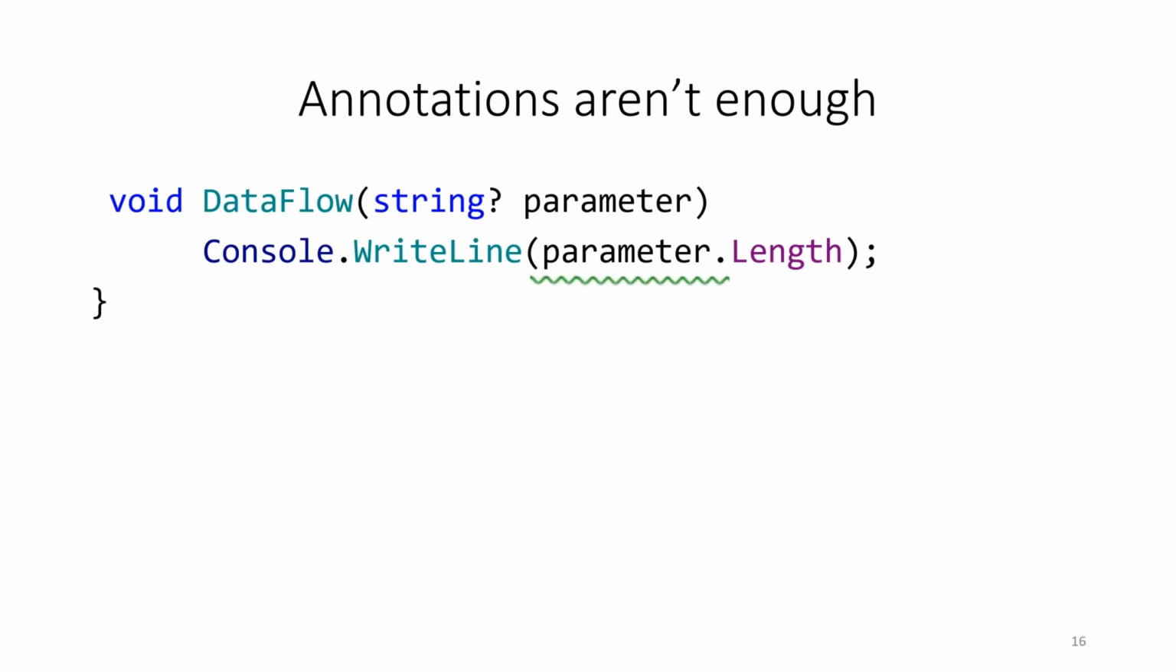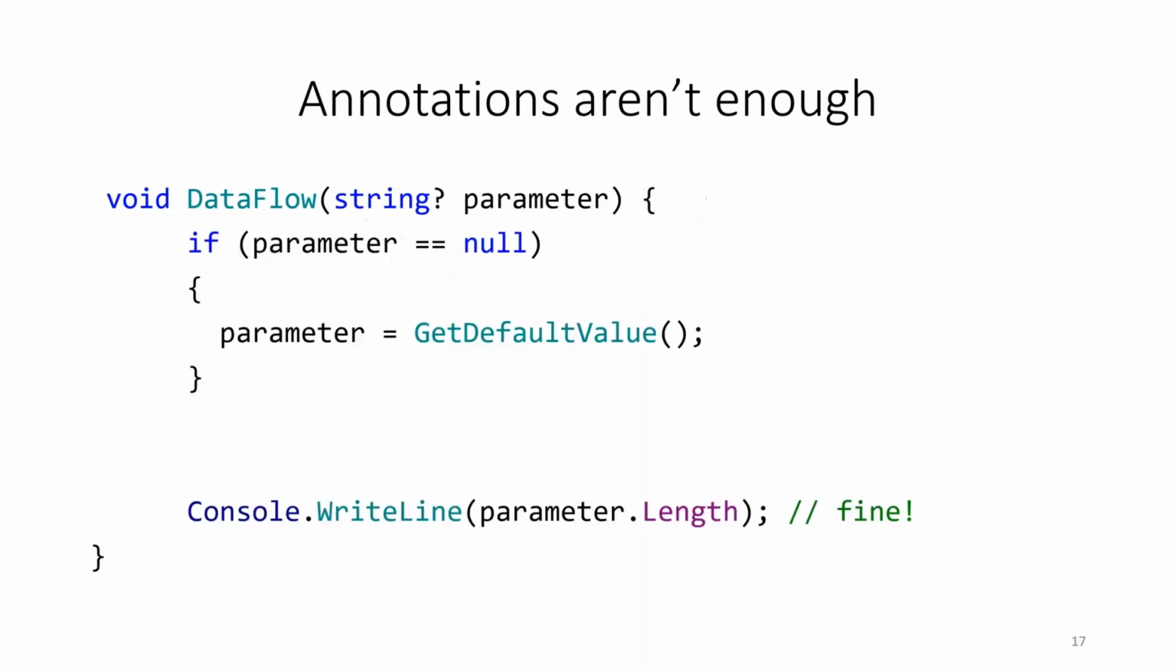First of all, annotations aren't enough. For example, here, I'm dereferencing a nullable parameter, and I obviously should have a warning there about a possible null reference exception. But maybe I've already checked it for null, and assigned something different to it. And in this case, the compiler does something known as data flow analysis, and it basically inspects every expression in your program and figures out which variables can hold null values and which can't at every step of your program.